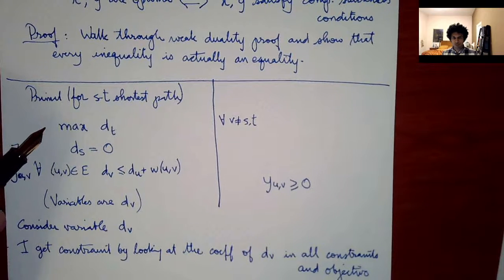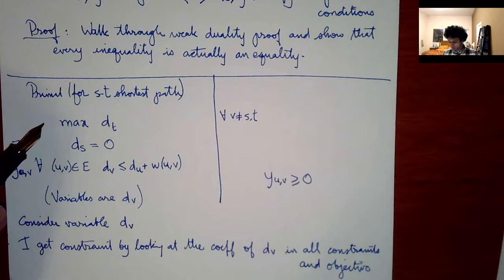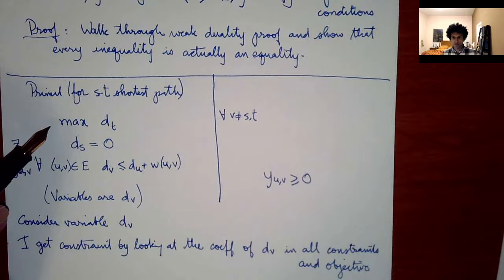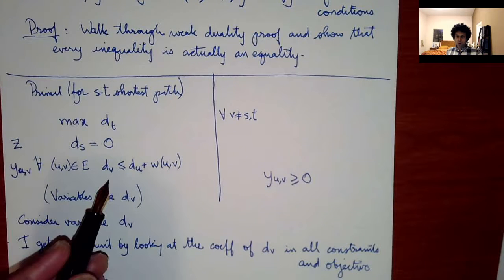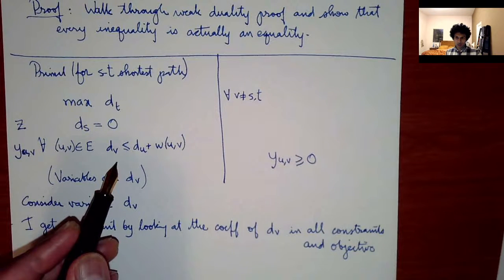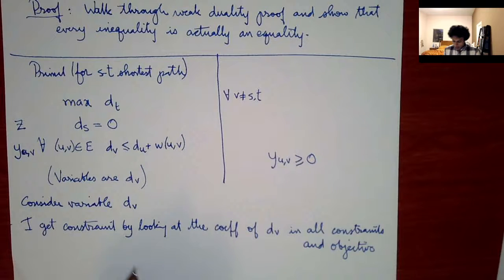What is the coefficient of d_v in the objective? 0. Now how many constraints does d_v appear in? It should be equal to the number of its neighbors, right?